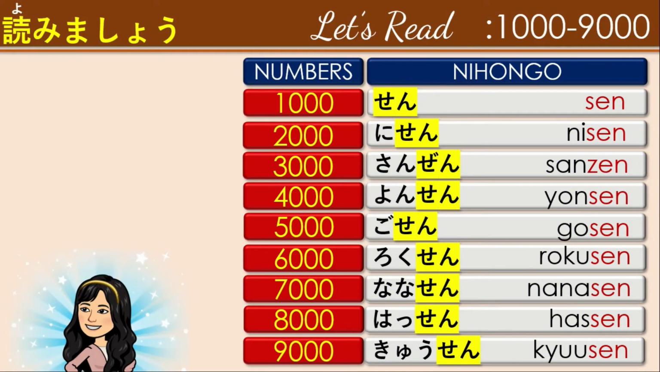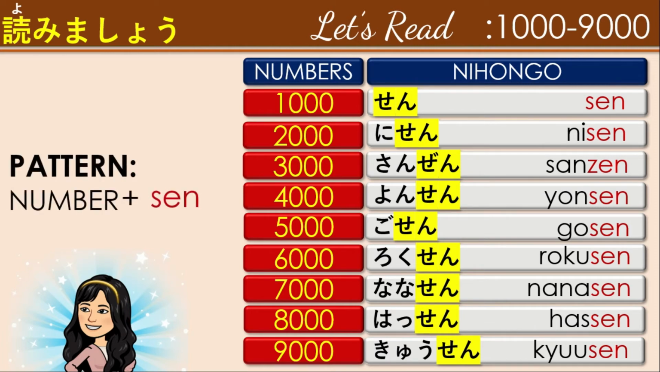Observe the pattern. What do you think the pattern is for us to recall how to read numbers 1,000 to 9,000? Yes, it's being highlighted and colored red in Romaji. That would be sen. So the pattern here is number plus sen. You're going to count how many thousands and then you'll add their sen. For example, let's have 2,000. There are two 1,000s here to have 2,000, right? So the number here is 2 and that's ni in Nihongo. So ni sen.